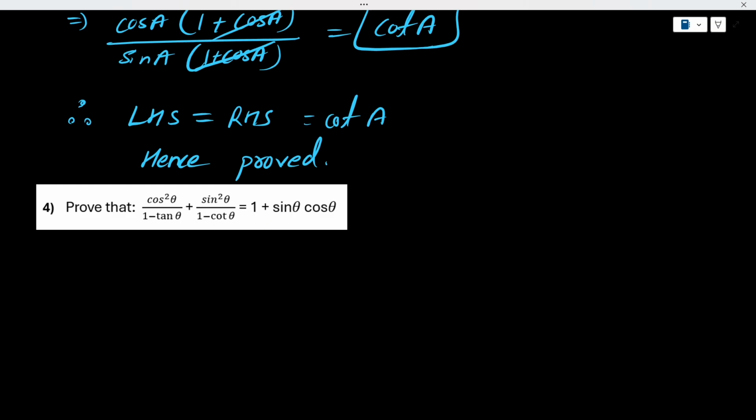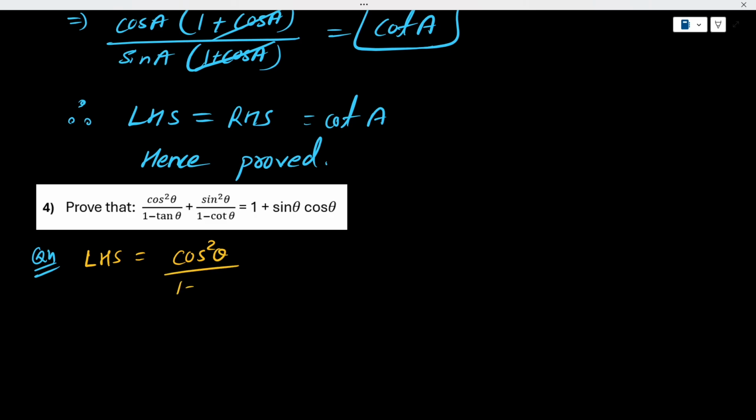But here if you will see, the denominator is tan theta, cot theta. At the right hand side, everything is there in sine theta and cos theta form. So let us convert everything into sine theta and cos theta. So let us start with this question. First we will take the left hand side. What is there in the left hand side?